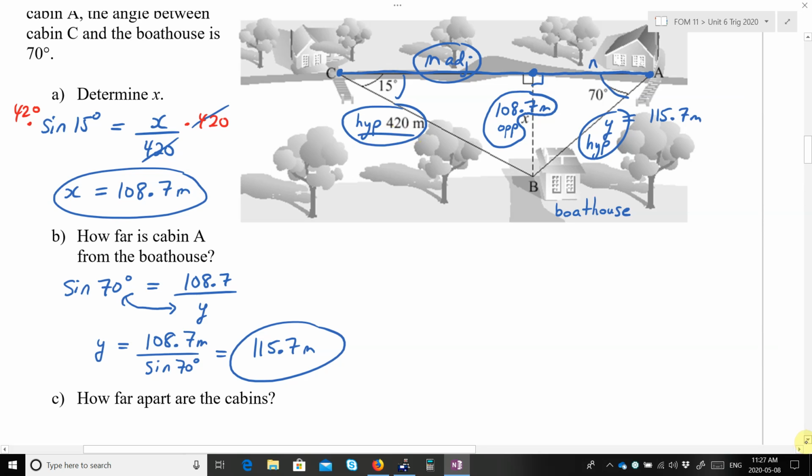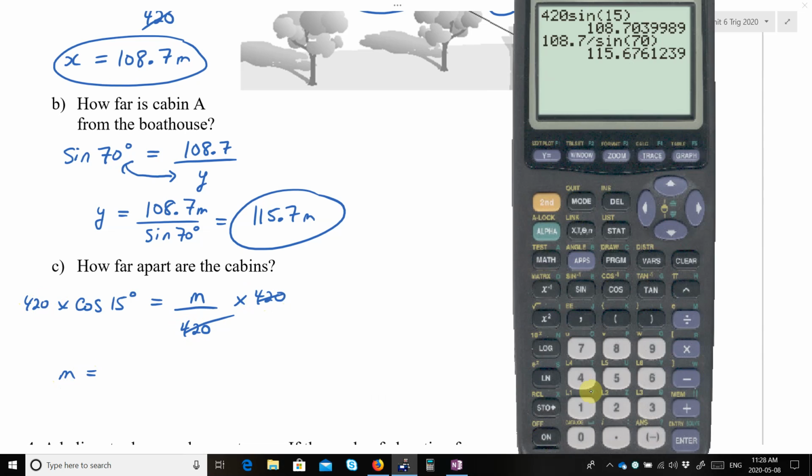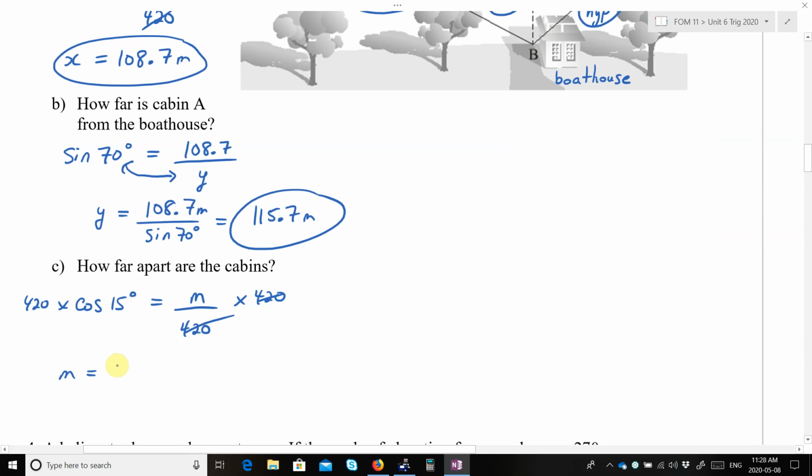So adjacent and hypotenuse is going to be cos, so I would go like this. Cos of 15 degrees equals m adjacent divided by that 420, and then multiply both sides by 420. And we get m is equal to 420 times cos 15, which is 405.7. That's going to be meters.